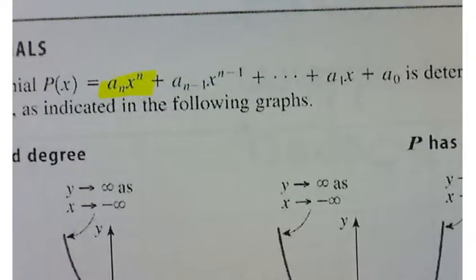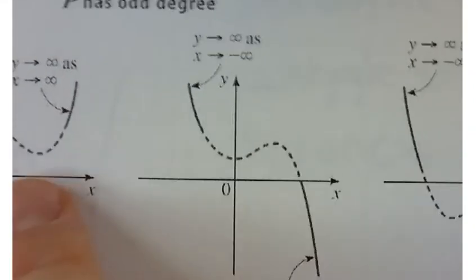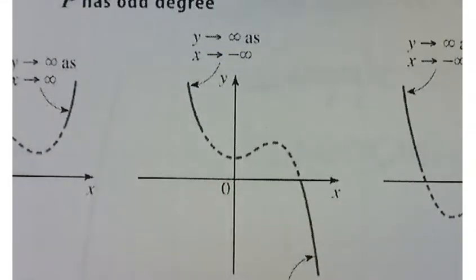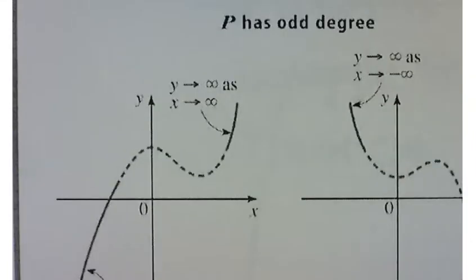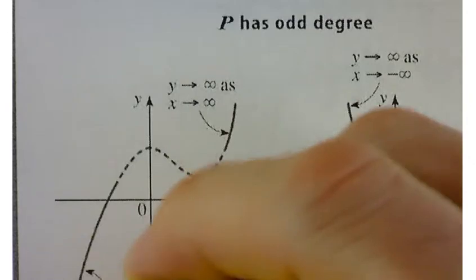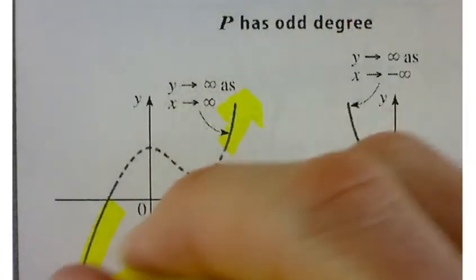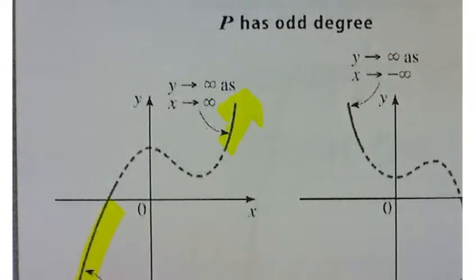So if the degree is odd, then you're going to have something like this. Something like we had for our x to the third, or x to the fifth, x to the seventh. You're going to have something that goes down to the left and up to the right. So it'll be something that looks like that.